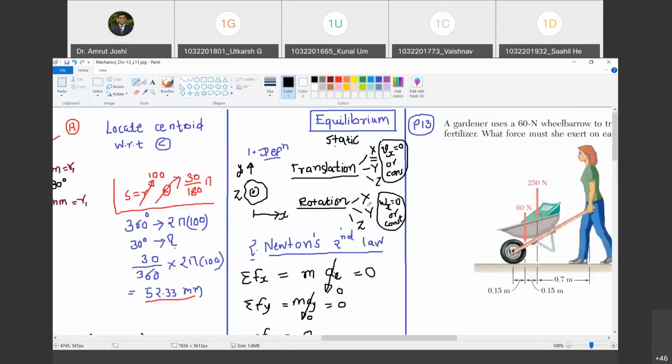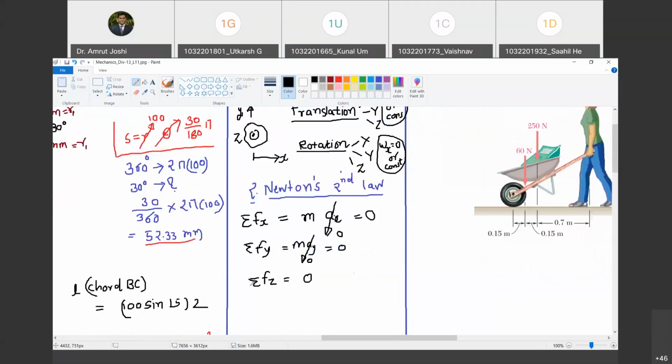Now let us go to rotational equilibrium. If the body is in rotational equilibrium about x-axis, summation of moments of all the forces about x-axis must be equal to, in place of m comes the second moment of mass, that is mass moment of inertia, and in place of ax comes alpha x, which is rotational acceleration about x-axis. Do you agree with me? Yes, sir. But alpha x will be 0 because omega x is constant if the body is in rotational equilibrium about x-axis. So this is 0.